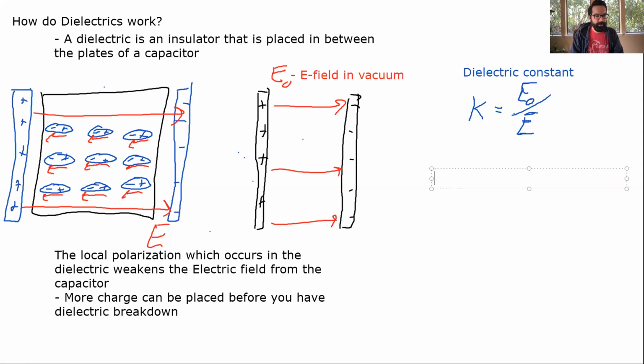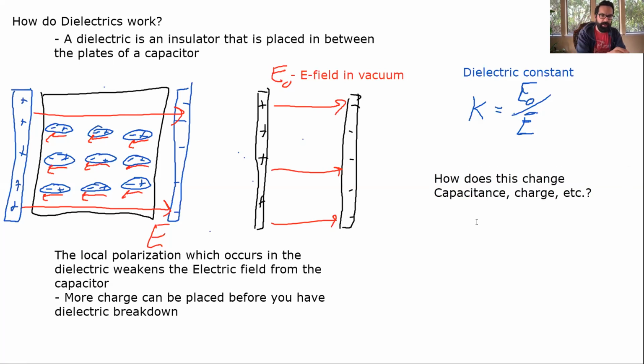So how does this change charge, capacitance? Yeah, how does it change all the different things about a capacitor? Okay, well, let's talk about voltage first. I think voltage is a good place to start. We said voltage is E times D, and that's still going to be true.